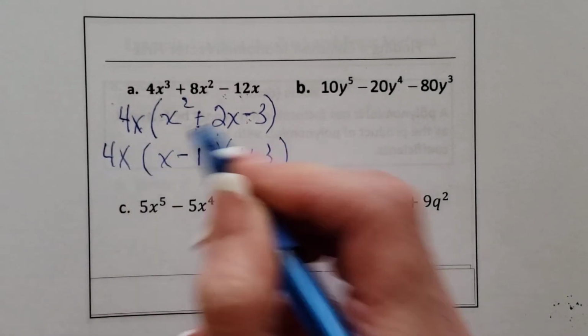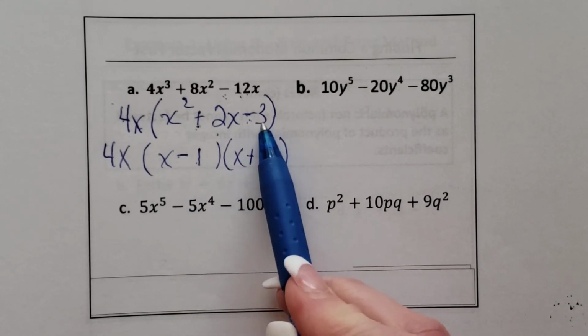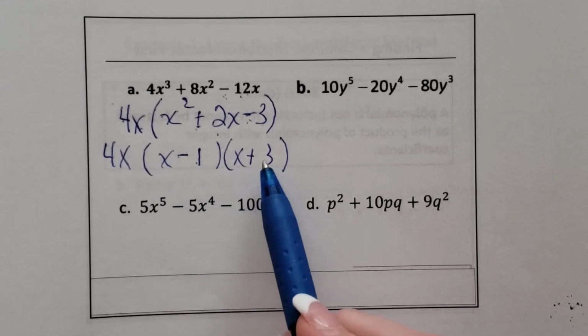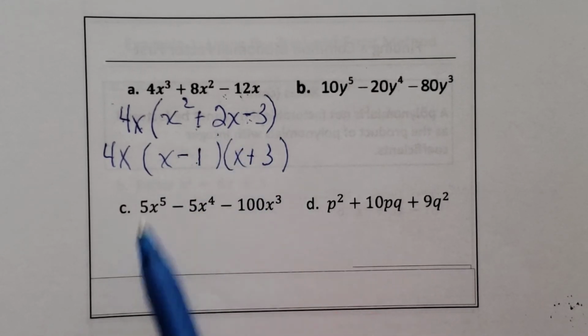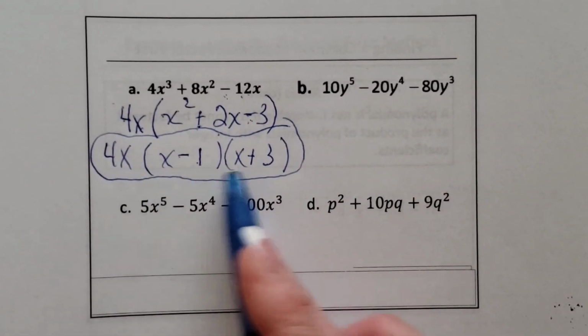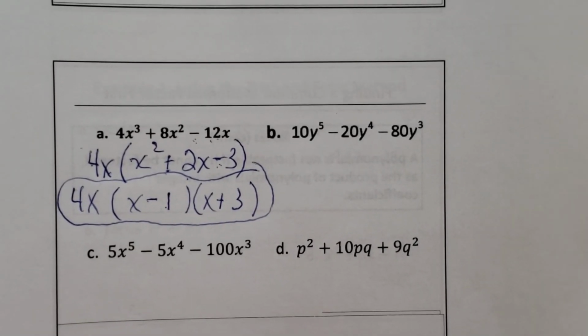All right, let's double check it. If I multiply -1 and 3, do I get -3? Yes. If I add -1 plus 3, do I get +2? Yes. And then don't forget to bring down your 4x. That's the whole answer.